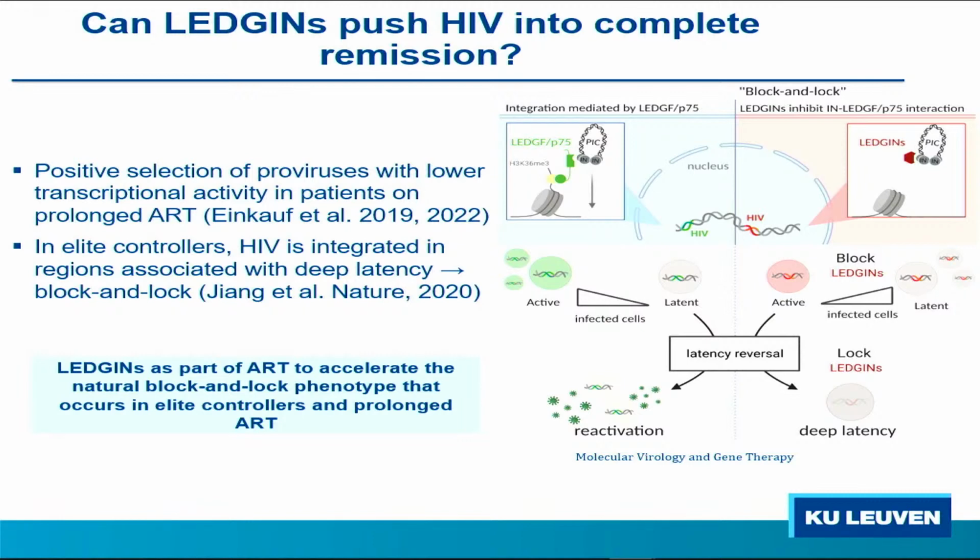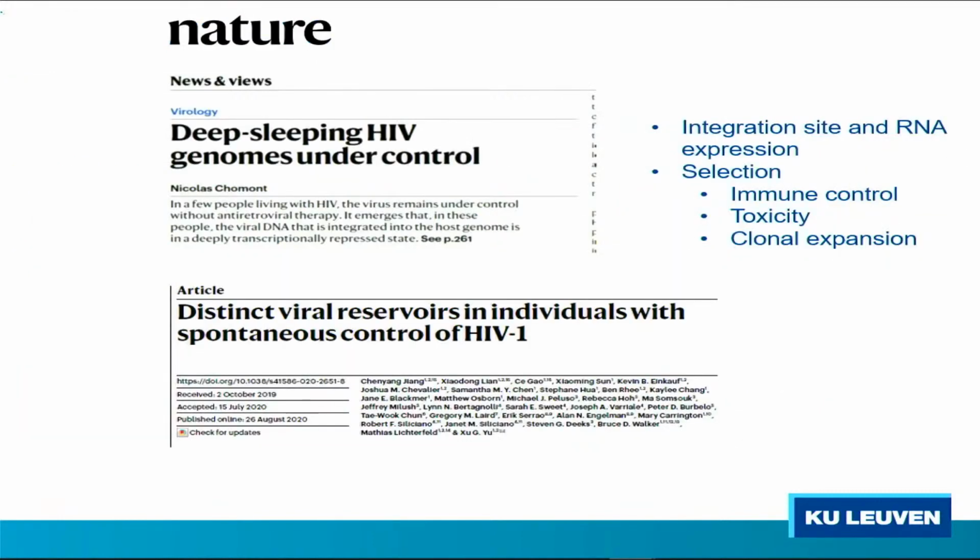And then more recently, Matthias did the same experiments in chronically infected patients under treatment, and there, over a period of 20 years, he also sees that there is an evolution of the provirus being present in inactive chromatin. So the idea is that our immune system is not inactive. It kills cells which are productively active, and it selects for virus which is not transcriptionally active because it's located in inactive chromatin.